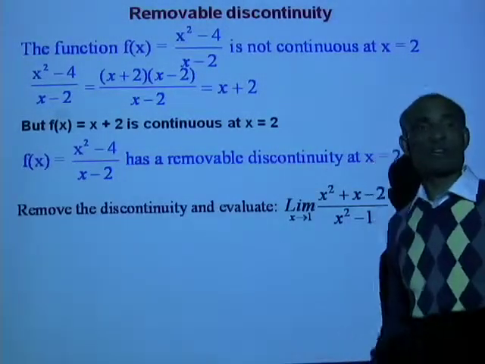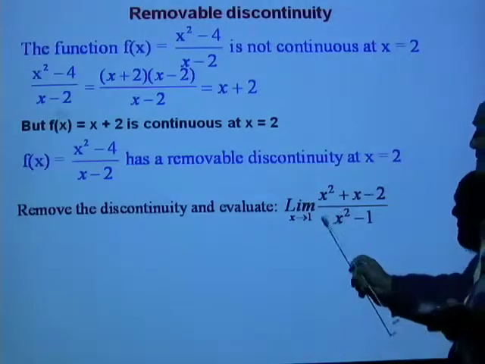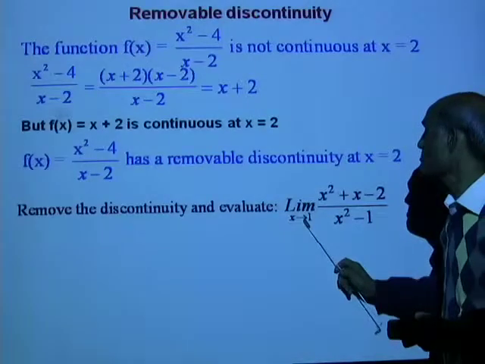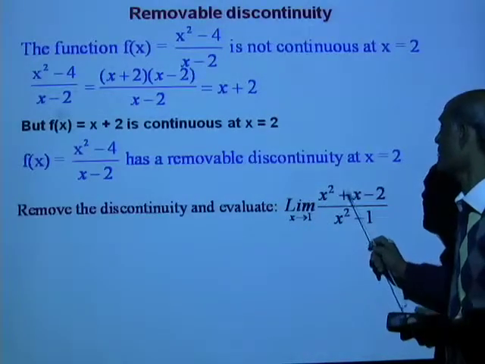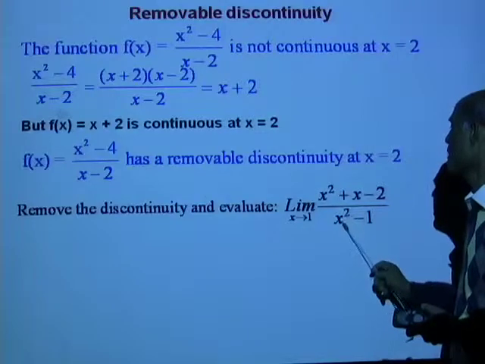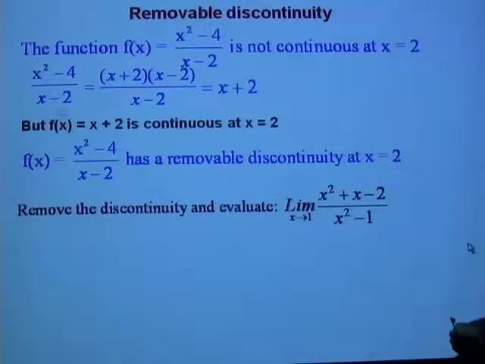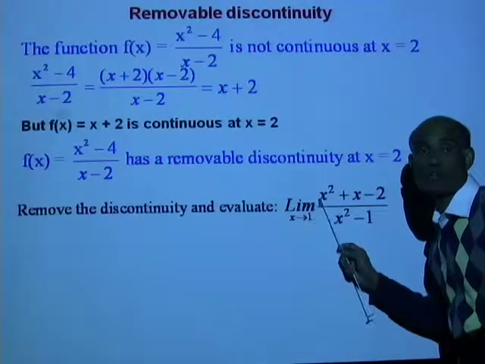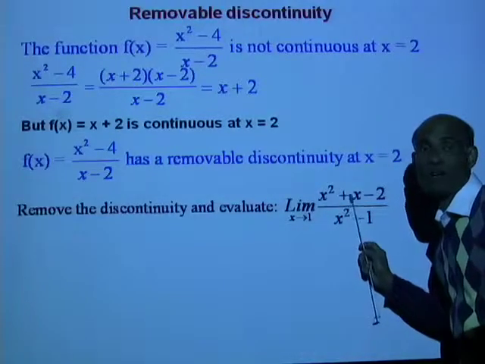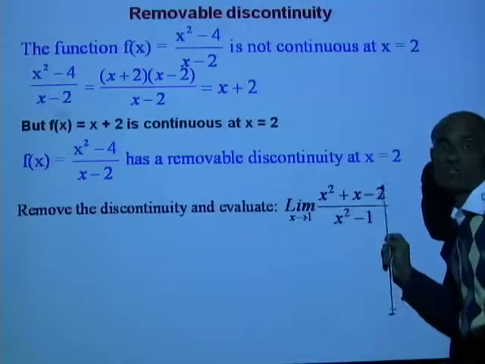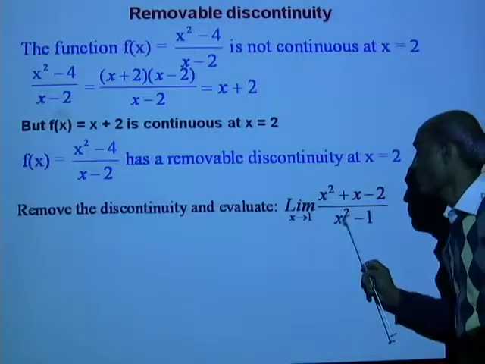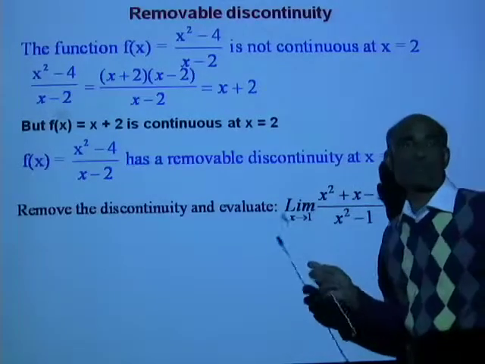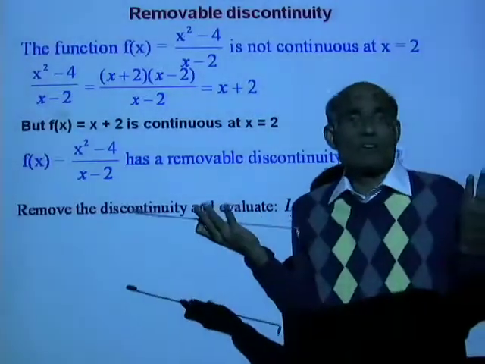Alright, try this. Remove the discontinuity and evaluate the limit as x approaches 1 of x squared plus x minus 2 over x squared minus 1. You see, if you now replace x equal to 1, what will you get? 1 squared plus 1 minus 2, that will be 0. And 1 squared minus 1 is 0. It will be 0 divided by 0. What is 0 divided by 0? Has no meaning.